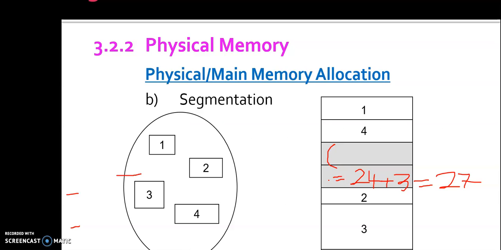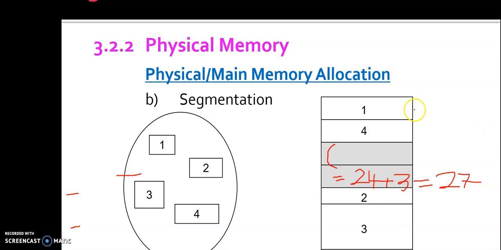So how does it look? Again, you have your physical memory space. Where is the physical memory space? It's located inside your hard disk. And your logical space, where is it located? It's inside your CPU. So in paging, the process is broken into pages, but in segmentation, the process is now broken into segments.